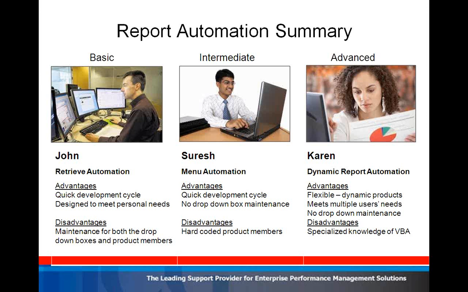The next example we looked at was Suresh, and that's more of an intermediate example. He came up with menu automation. So whereas John had hard-coded in his markets, Suresh developed a way using the Hyperion query members to populate the drop-down box directly from his Hyperion environment. So as soon as markets are updated by the administrator in Hyperion, those markets would show up in Suresh's model. So he's really reduced the amount of maintenance he has to do without really increasing the amount of development he needs to do for his model. So still a quick development cycle, but now he has no market maintenance.